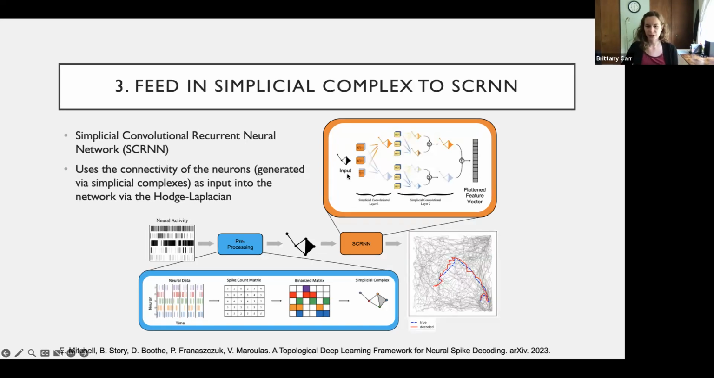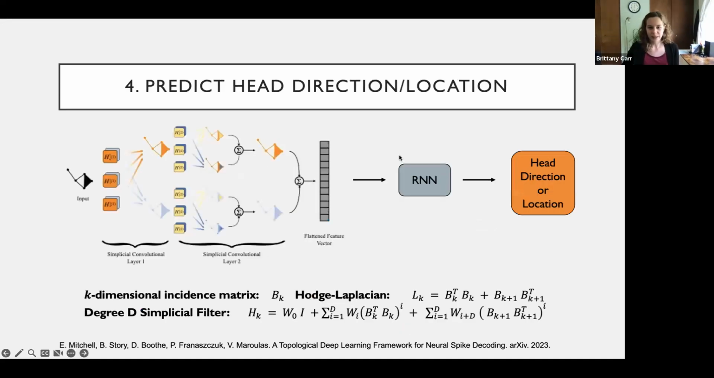Then after we feed it into our SCRNN, that's going to spit out either head direction or location, based on which data set we're looking at. And then we'll be able to compare that against our actual true state that we have recorded from the mouse itself. Okay, so I told you we were going to talk about this, so hopefully I'm going to hold myself to that. And so let's start with looking at the SCRNN.